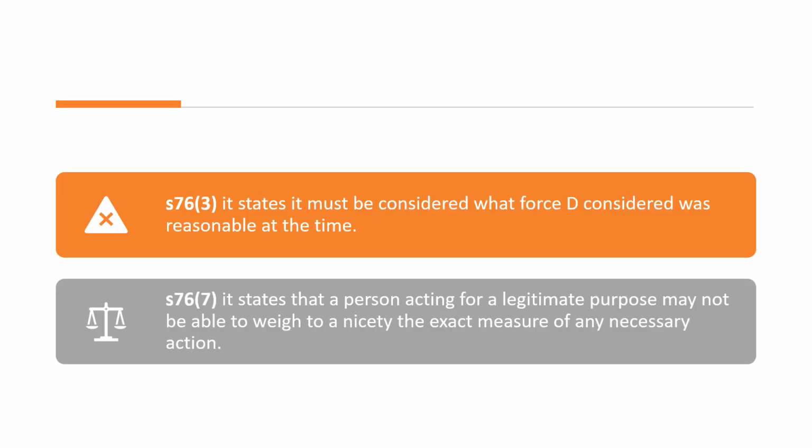So Section 76, Subsection 3 of the Criminal Justice and Immigration Act states it must be considered what force the defendant considered was reasonable at the time. So we need to make sure this is a little bit more subjective. The jury will be directed on this.